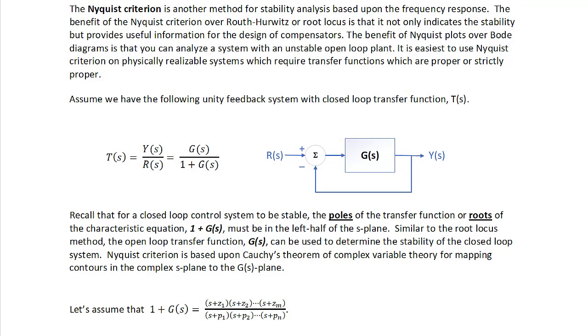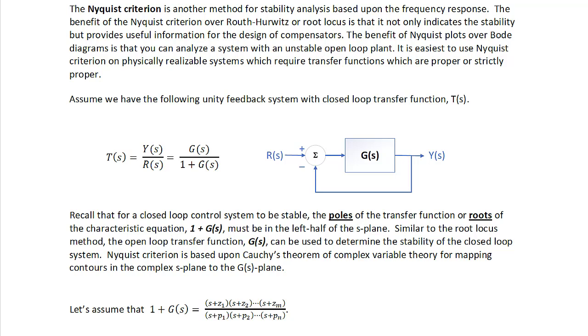The Nyquist criterion is another method for stability analysis based upon the frequency response. The benefit of the Nyquist criterion over Routh-Hurwitz or root locus is that it not only indicates the stability, but provides useful information for the design of compensators. The benefit of Nyquist plots over Bode diagrams is that you can analyze a system with an unstable open loop plant. It is easiest to use Nyquist criterion on physically realizable systems, which require transfer functions which are proper or strictly proper.